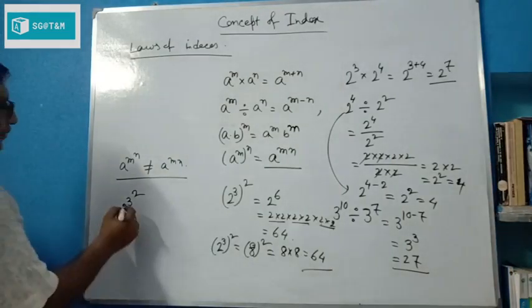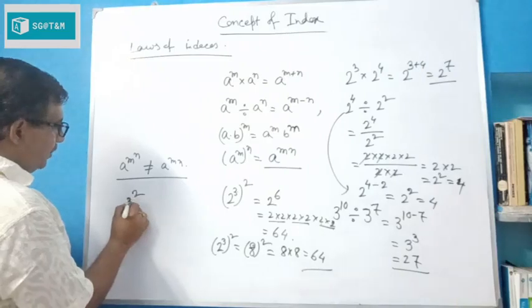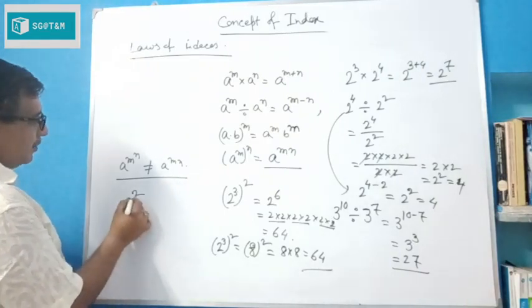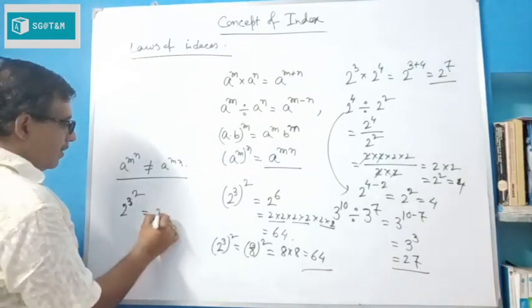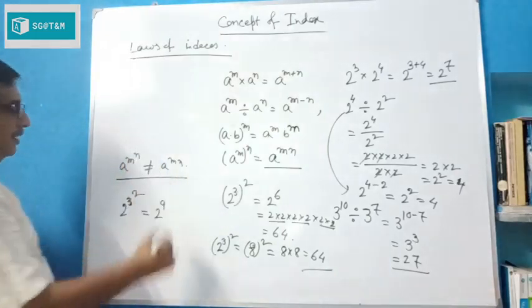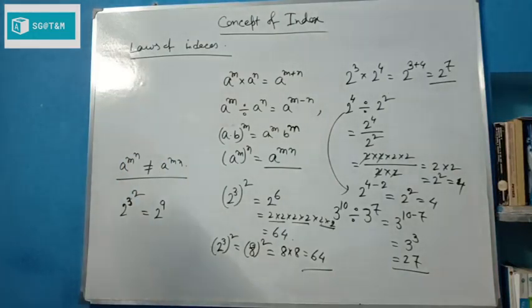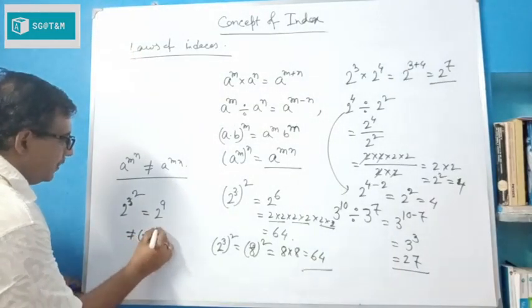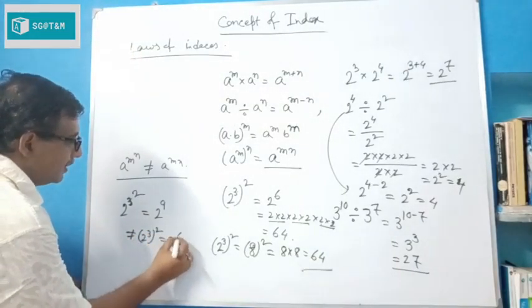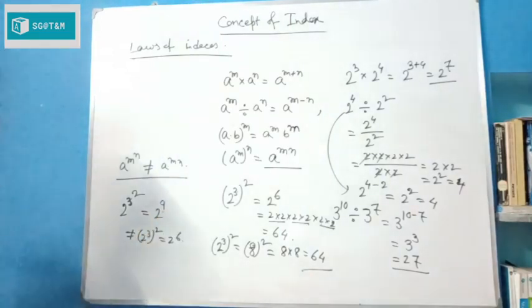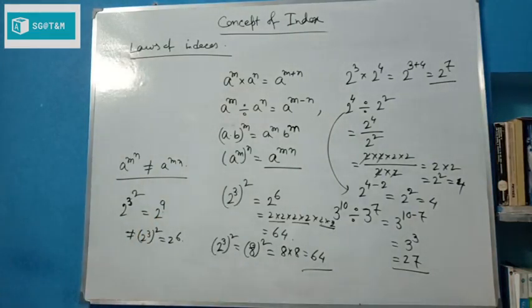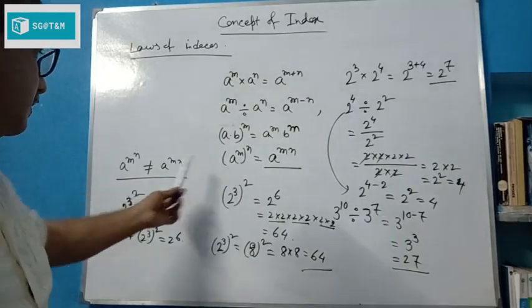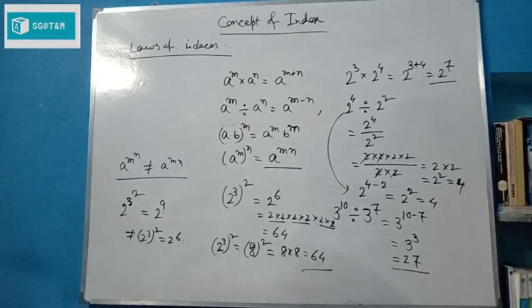That means first square of 3. Square of 3 means how much? This is 2 to the power 9. It is not equal to (2 to the power 3) whole to the power 2, which is equal to 2 to the power 6. 2 to the power 6 and 2 to the power 9 are not equal. If bracket is absent, then it is not true. Keep it in your mind always.